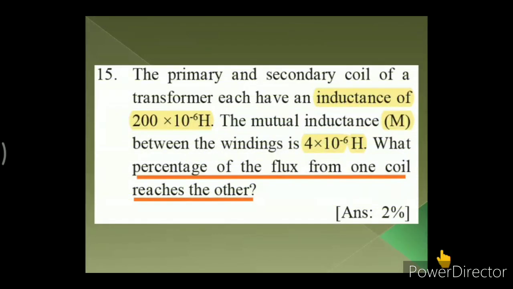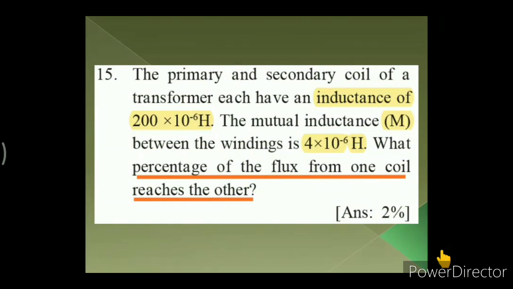Now, the next unsolved numerical from the textbook, question number 15: the primary and secondary coil of a transformer each have an inductance of 200 into 10 raised to minus 6 Henry. The mutual inductance M between the windings is 4 into 10 raised to minus 6 Henry. What percentage of the flux from one coil reaches the other?